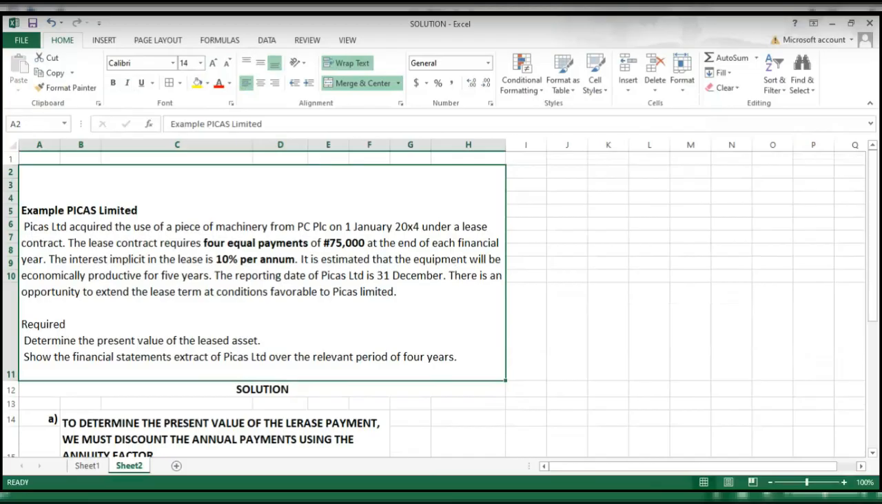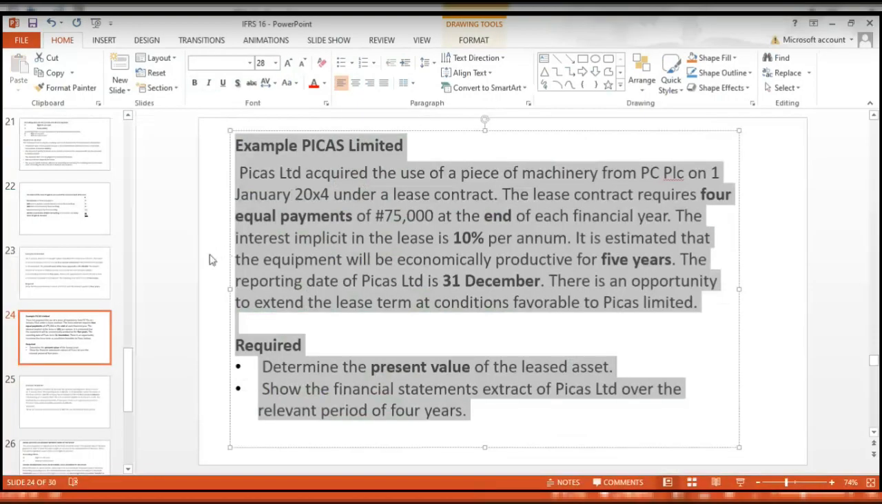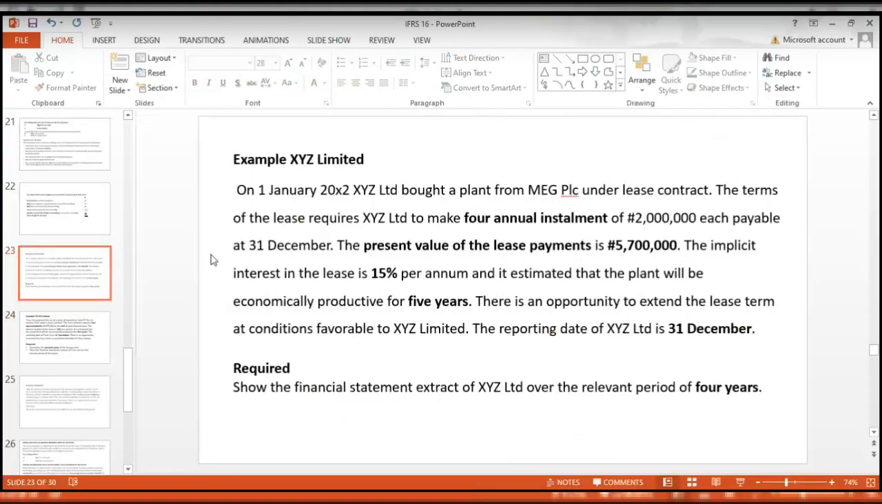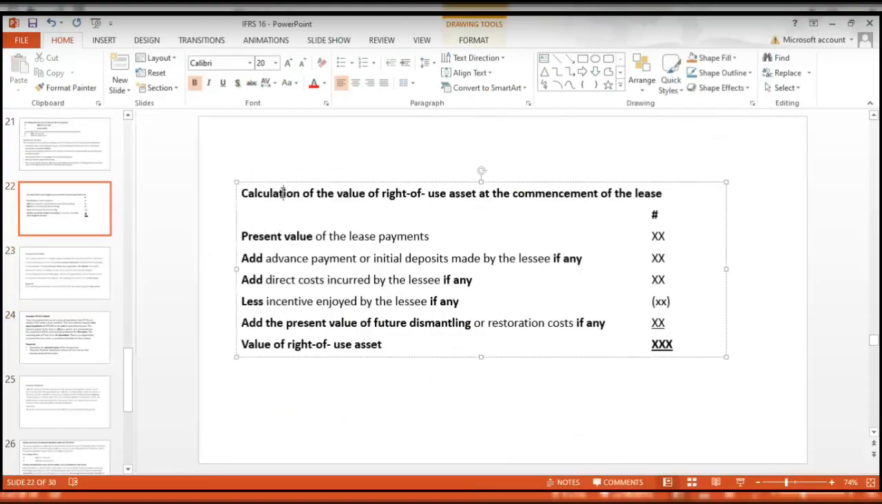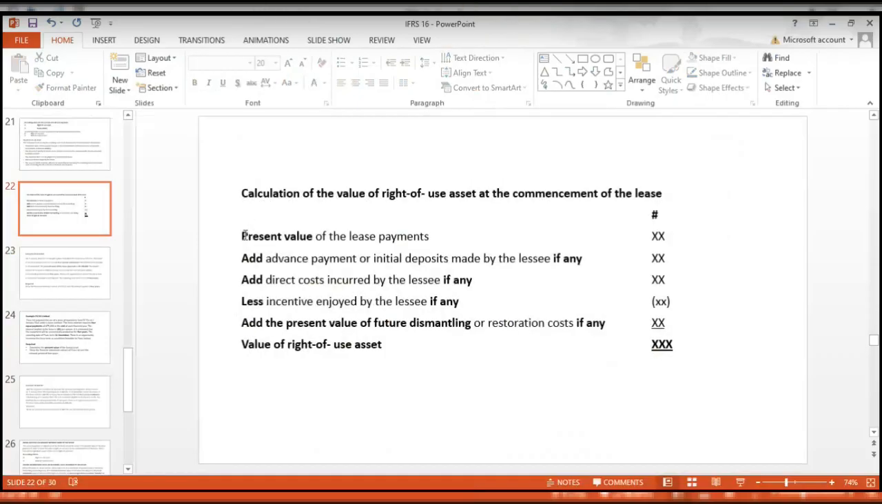Don't forget the formula. Let me share with you again the formula for computing the value of the leased asset. It was part of what we treated yesterday. Look, this is the formula for calculating the value of the leased asset. First item there is what? The present value of the lease payment. That's the first item there, which is what we just computed now.